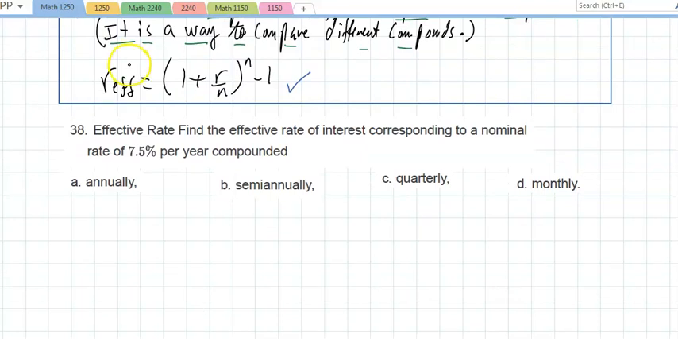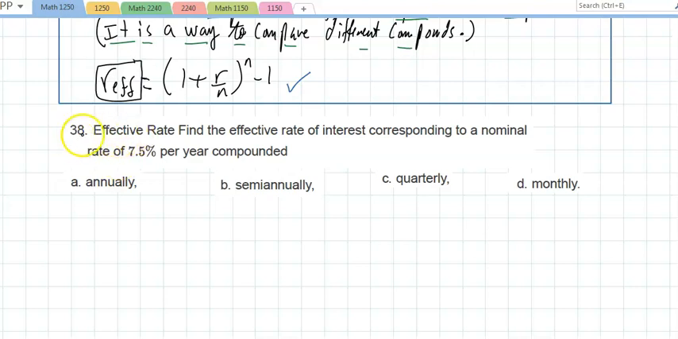You compare them to each other by using the effect. Kind of like saying, okay, you have 3 different compounds. Let me see what all of these would mean if I was getting my interest once a year. And of course, you pick the biggest effect.